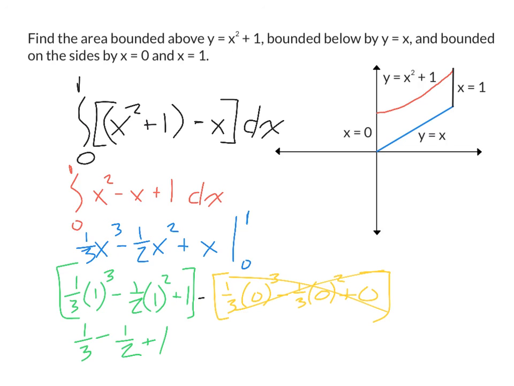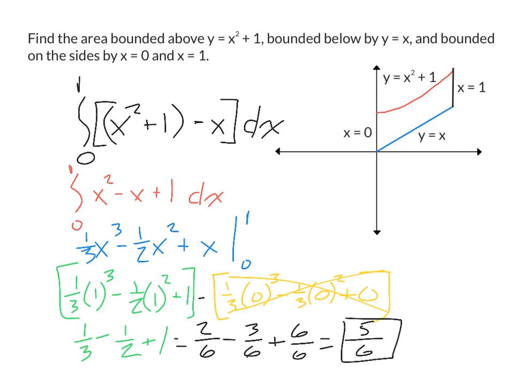So let's get our common denominator here, which will be a 6. So we have 2/6 minus 3/6, but adding 6/6. 2 minus 3 plus 6 gets us 5 out of 6. So the area here is 5/6 square units. Okay, so that's your crash course on how to find the area between curves. We are done.